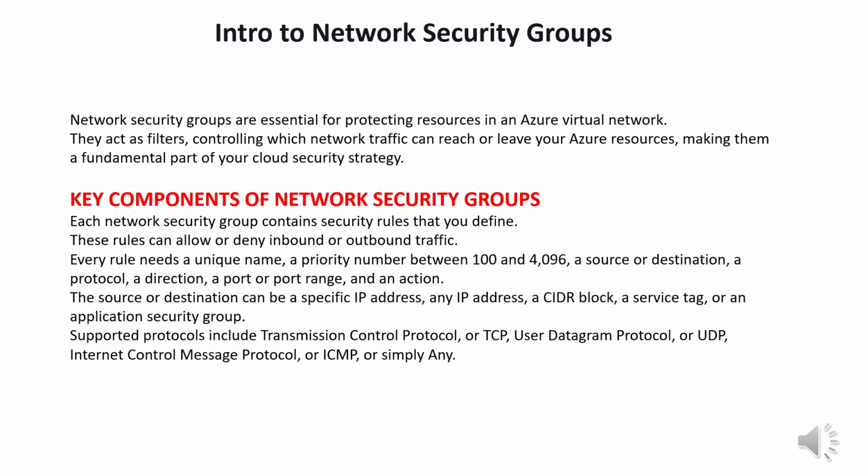Every rule needs a unique name, a priority number between 100 and 4096, a source or destination, a protocol, a direction, a port or port range, and an action. The source or destination can be a specific IP address, any IP address, a CIDR block, a service tag, or an application security group. Supported protocols include Transmission Control Protocol, or TCP, User Datagram Protocol, or UDP, Internet Control Message Protocol, or ICMP, or simply any.